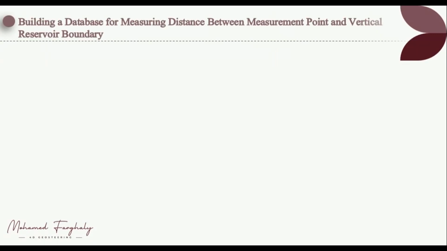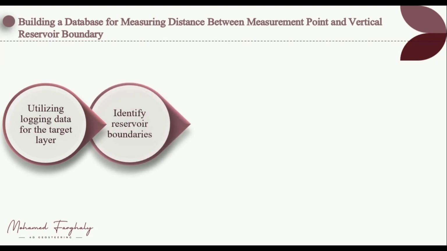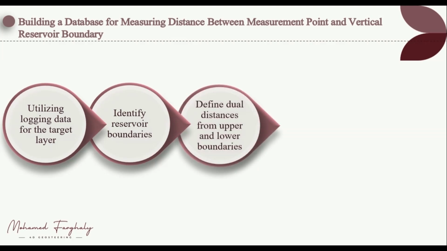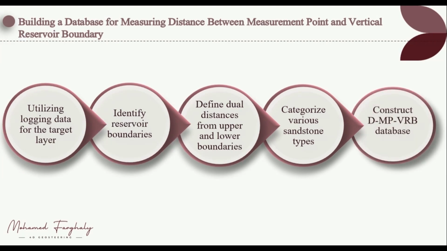In methodology, we begin with the establishment of a database of distance between measurement point and vertical reservoir boundary by utilizing logging data for the target layer in the study area, identifying reservoir boundaries based on lithological interpretations and defining dual distances from upper and lower boundaries, assuming horizontal continuity and low vertical complexity of rock properties, and categorizing various sandstone types into a unified category termed sandstone. So finally, the sandstone reservoir D-MP-VRB database was constructed.